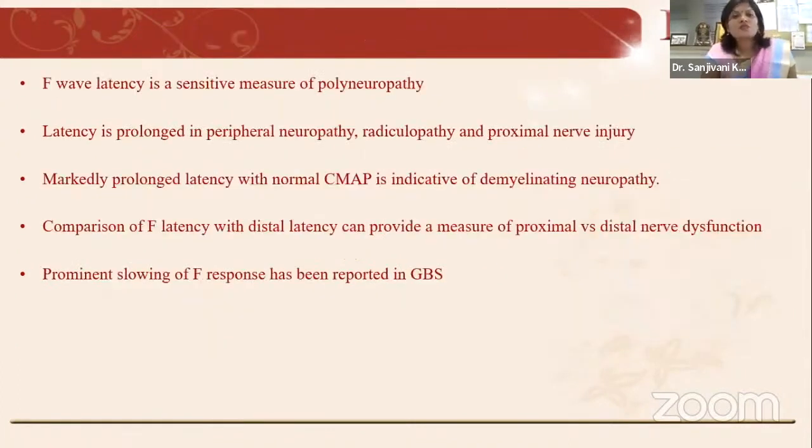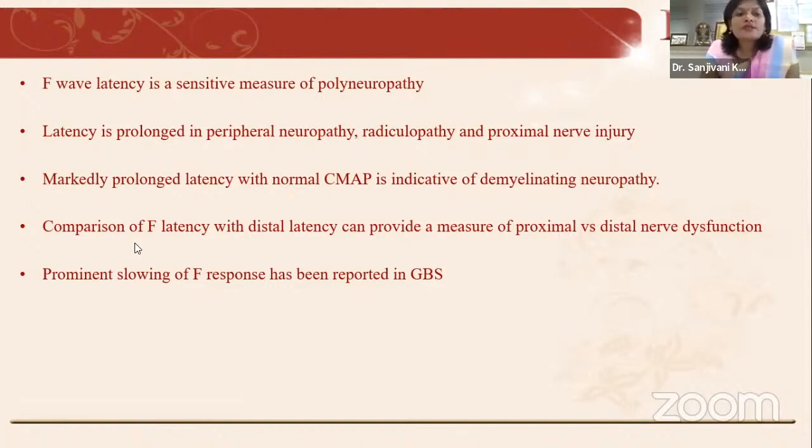F wave latency is a very sensitive measure for polyneuropathy because it mainly measures your distal nerve. Latency is prolonged in peripheral neuropathy, radiculopathy, and proximal nerve injury. Marked prolonged latency with normal CMAP is indicative of demyelination. As we always know from the action potential, when there is a problem in your latency, there is a problem in your myelin sheath, and when there is a problem in your amplitude, there is a problem in the axon. That's why marked prolonged latency with normal CMAP is indicative of demyelinating neuropathy.